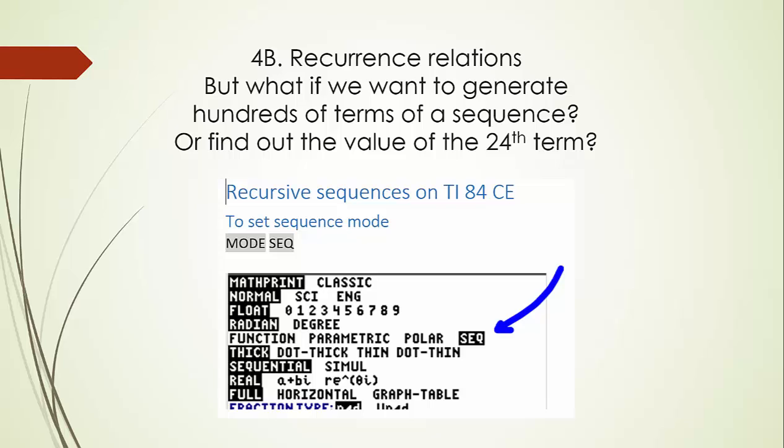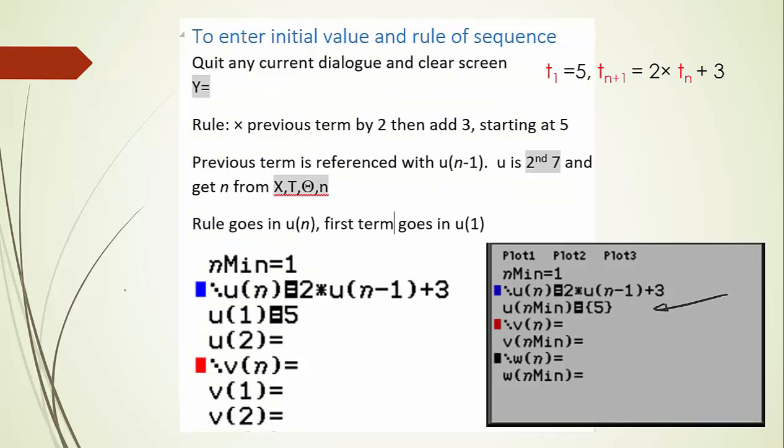So press the mode button, and then you'll see probably that you're on function at the moment. Go across to SEQ and select that to get the function in. We're going to put in t1 is 5, tn plus 1 is 2 times tn plus 3, the one we've been working with already.